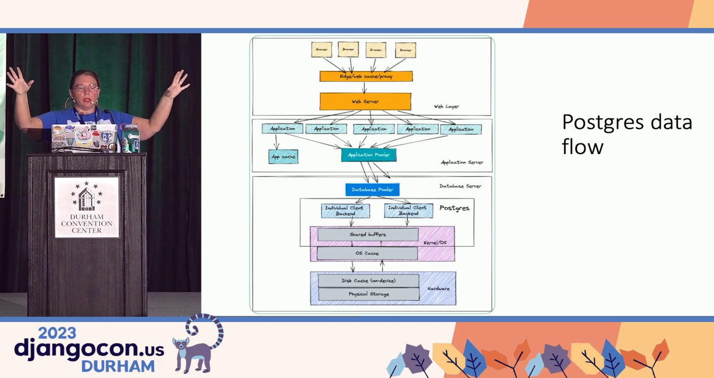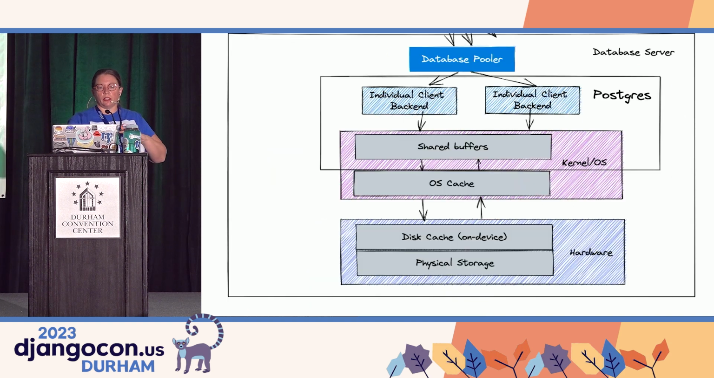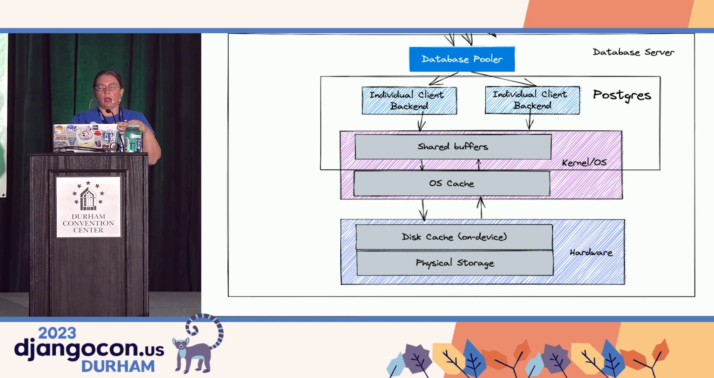So at the very high level, you've got your web stuff, you've got people coming in from the outside world, and then you've got your application layer, and then underneath that you've got your database layer. And inside your database layer, you may or may not have a connection pooler, and we'll talk about that in a little bit. And then the individual pieces that actually connect to the database are called a client backend. So when you're digging through the Postgres docs, that's what it's called.